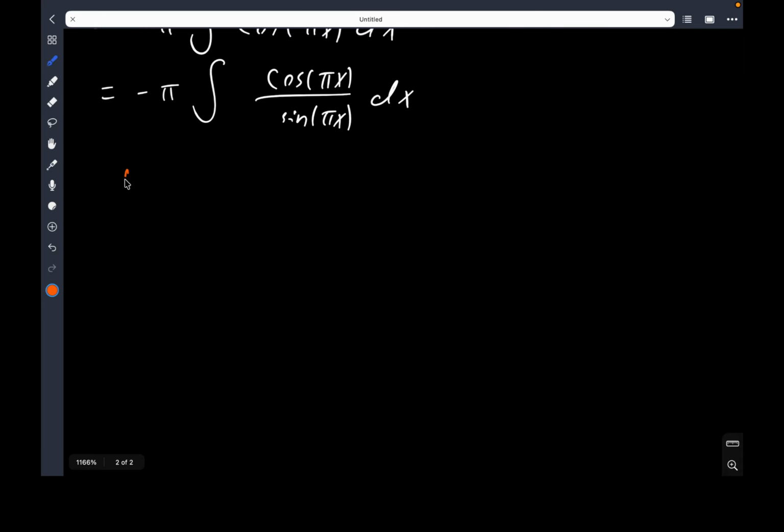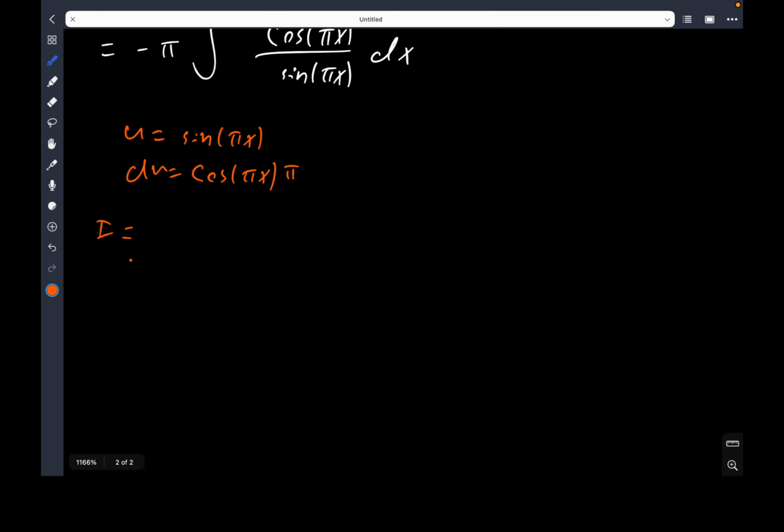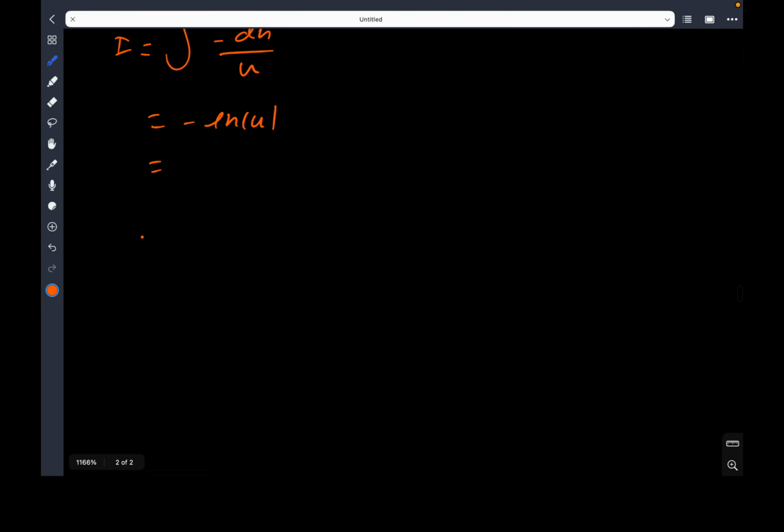And then let u be equal to sine of pi x. du is going to become cosine of pi x times pi. And therefore this would be equal to the integral of negative du over u, which is equal to negative ln of u. And if I replace it, it would be negative ln of sine of pi x plus c.